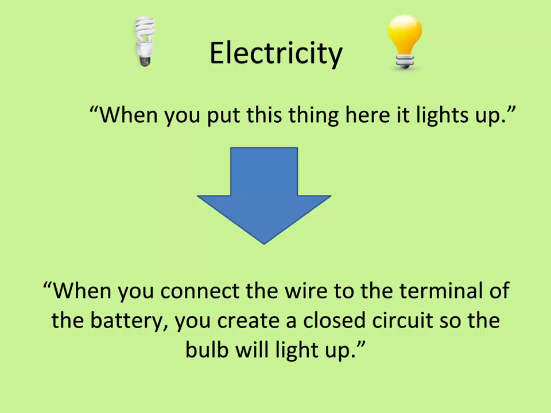Here's an example from electricity. When you put this thing here, it lights up. Compared to when you connect the wire to the terminal of the battery, you create a closed circuit so the bulb will light up. To understand academic language, it is helpful to think of 3 levels.